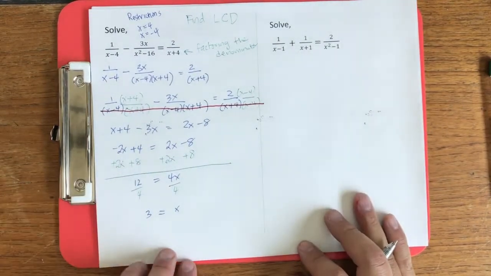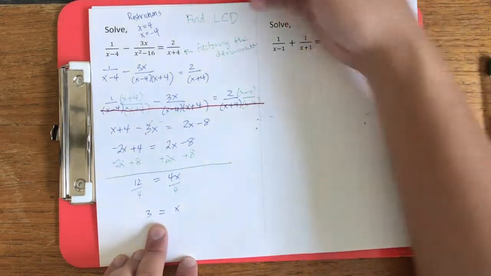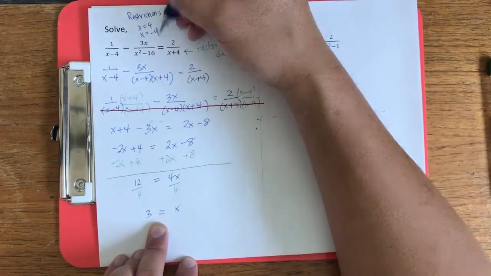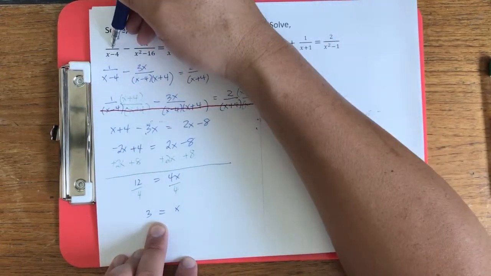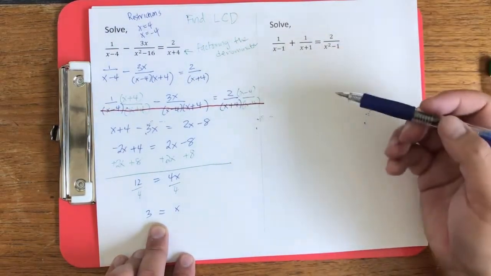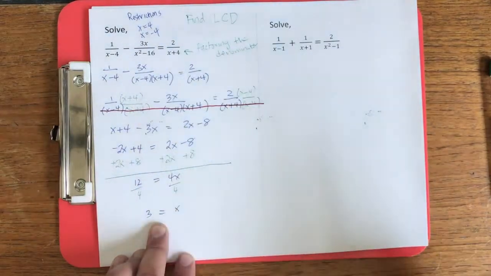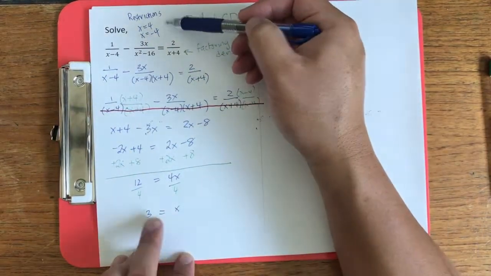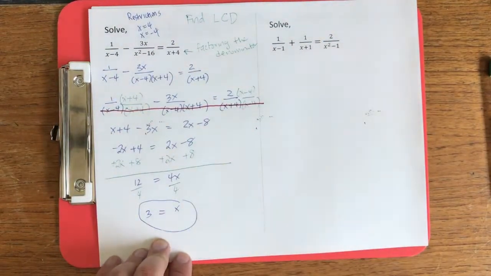Now, before we can officially say x equal to 3 is my answer, I have to check it with my restrictions. If I plug in 3 into the denominators, does it make any of these denominators equal to 0? And the answer is no. The only two numbers that make the denominator 0 are 4 and negative 4. So after we check the restrictions, we see that these numbers do not match this number, so that's my answer.